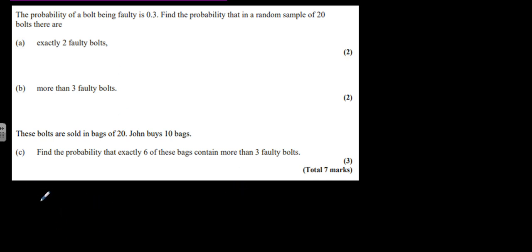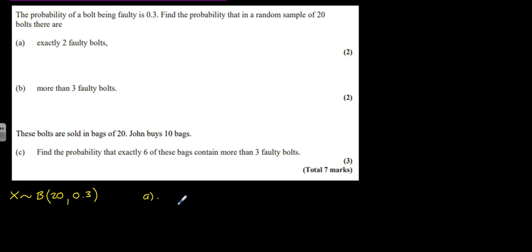So the first thing that we should always do is to write down our distribution. So we can say that X, which stands for the number of faulty bolts, is distributed with a binomial distribution, and we're going to have 20 trials for our random sample of 20 and a probability of 0.3. So now that we've got this first sentence condensed into maths, we can get to calculating what we need.